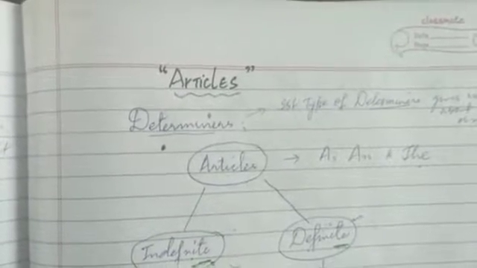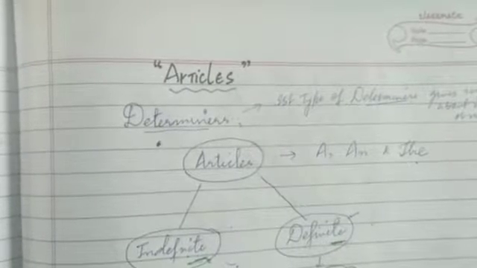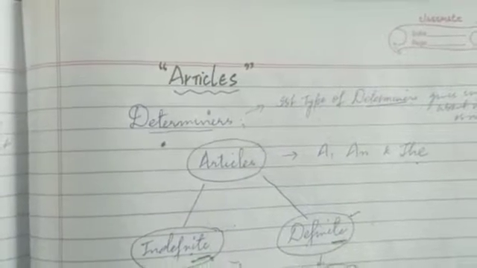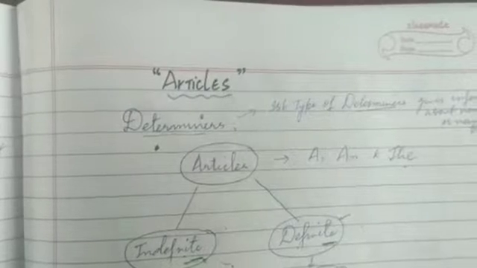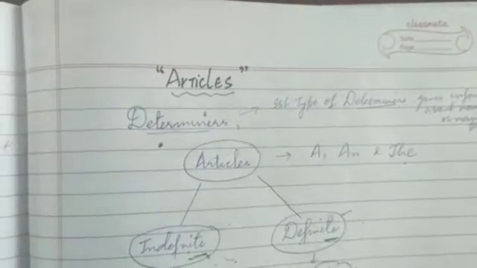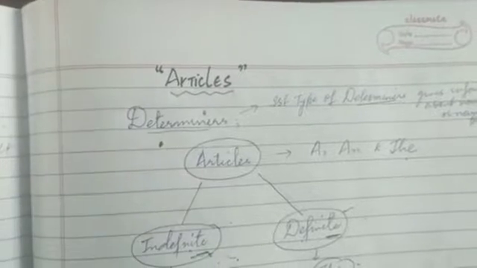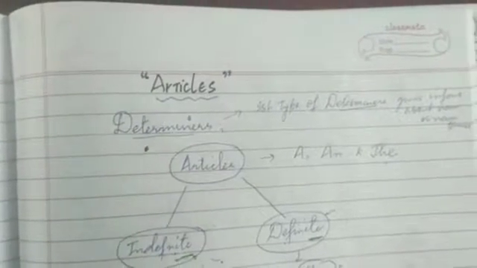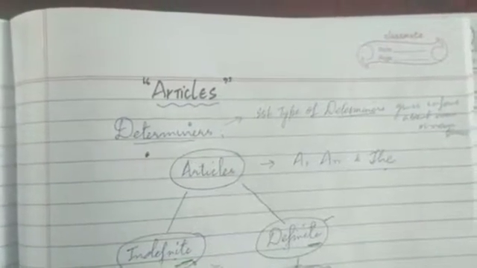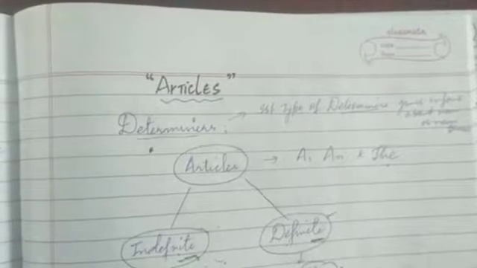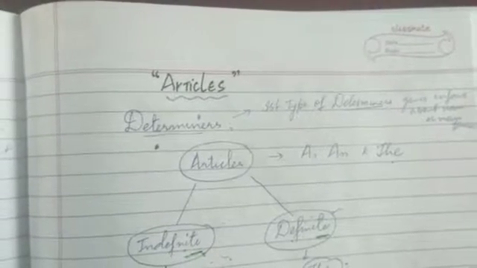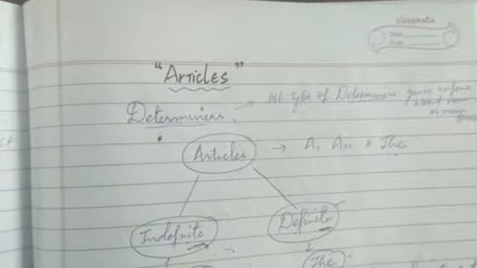This is your English class and today we have to learn about articles. Articles can also be called determiners, as they're the first type of determiners, and a determiner is a word placed in front of a noun to specify quantity. So these articles are the first type of determiners as they give us information about the noun or noun phrase.